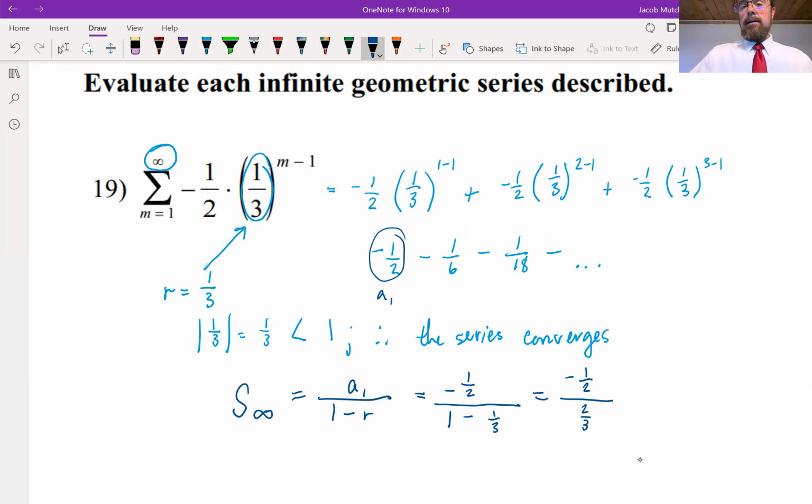So again, I've got that fraction within a fraction set up, the complex fraction. So that's equivalent to negative 1/2, convert division to multiplication, and then give the reciprocal of the denominator 2/3. So times 3 over 2. And that's going to be negative 3 over 4. So the whole series adds up to negative 3/4.